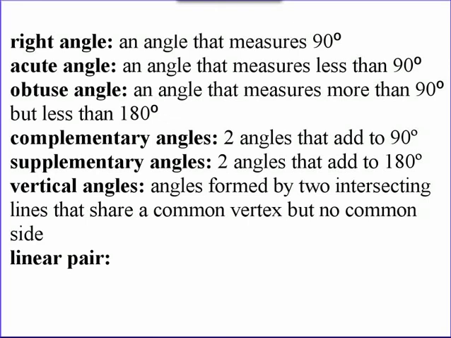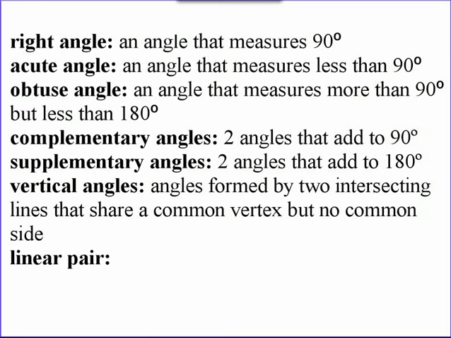Now, whenever I draw two intersecting lines, that actually forms two pairs of vertical angles. If you look up there on the board, I'll go ahead and label them. Angles 1 and 2 share a common vertex, that's the point in the middle, but they don't share a side. 3 and 4 over there share a vertex, no side. Those are vertical angles. You are correct in that they are congruent, and we will cover that eventually.